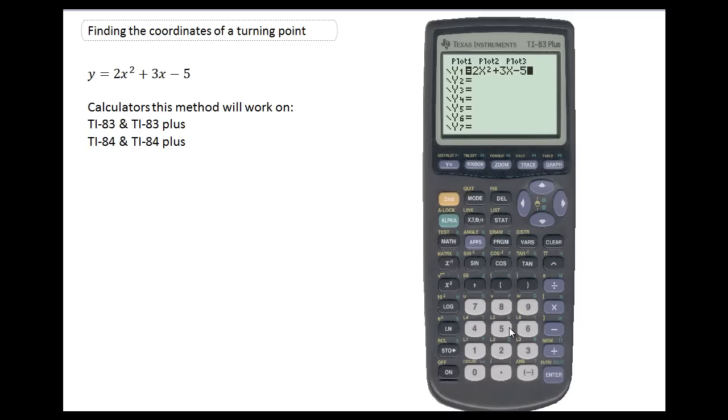Now before I graph, I always like to make sure my window is set to a default. So I press window, and I like to have it set to x min is minus 10, x max is 10, and the same for the y min and y max. It just makes it easier to adjust later on. So now I graph this, press graph.